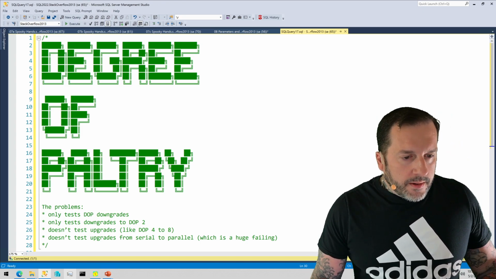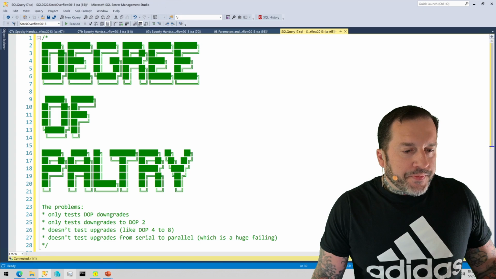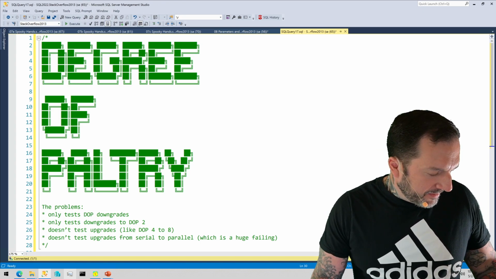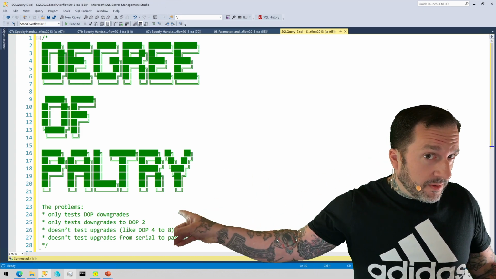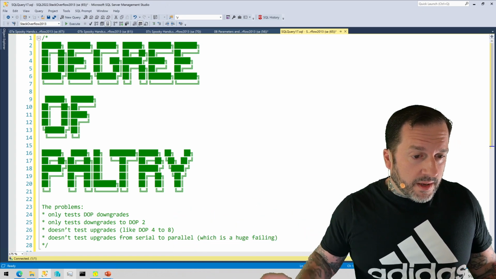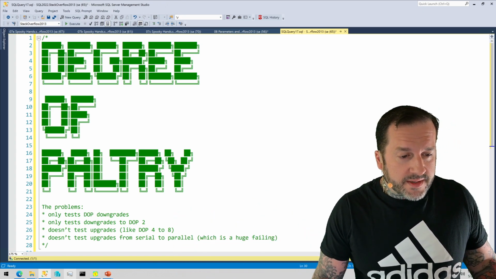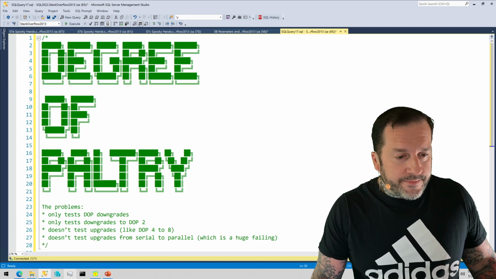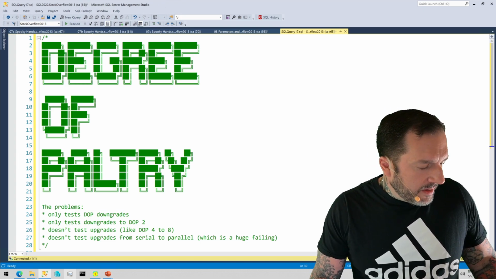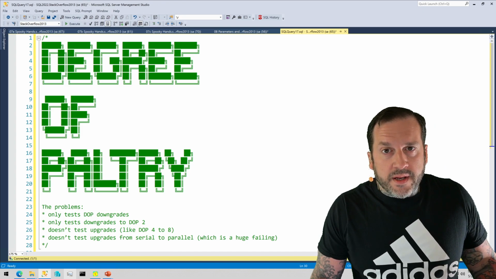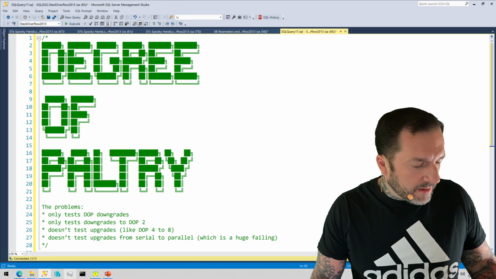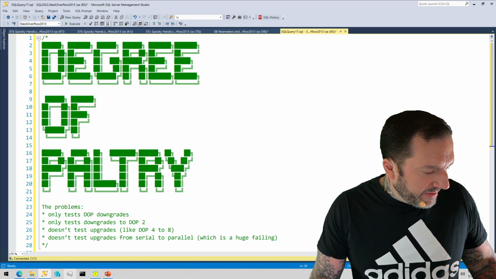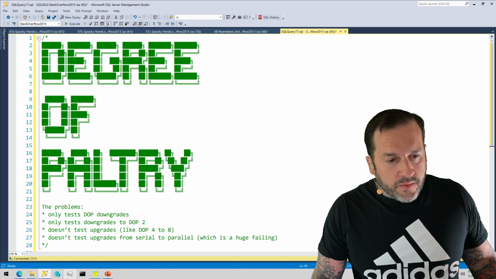Now, way back when, the cost threshold for parallelism setting meant seconds on one guy's computer named Nick in like 1997 or something. At least that's the folklore around it. And there are still people I talk to today who think that cost threshold for parallelism means seconds, which is kind of weird.